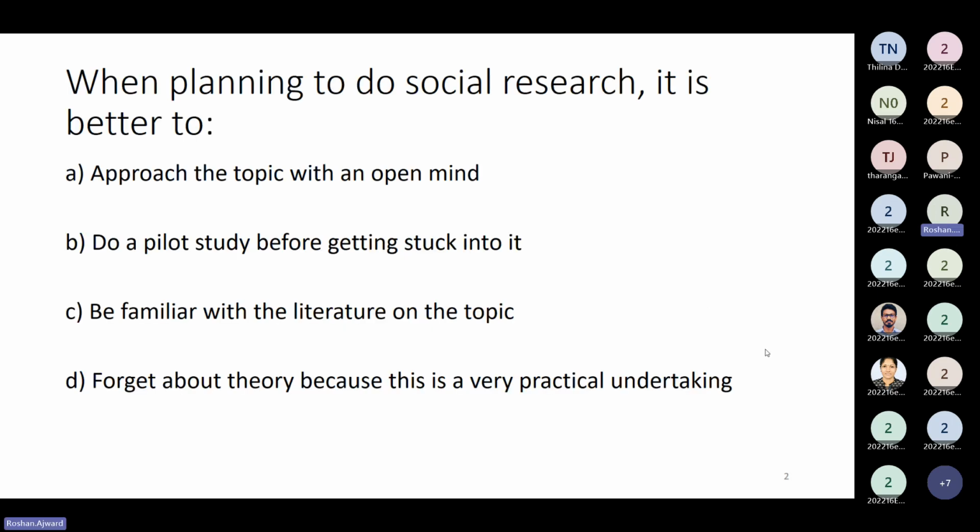Okay, the first question is, when planning to do social research, it is better to do what? A, approach the topic with an open mind. B, do a pilot study before getting stuck into it. C, be familiar with the literature on the topic. D, forget about theory because it is a very practical undertaking. So when you are planning to do a research, what's the best thing?